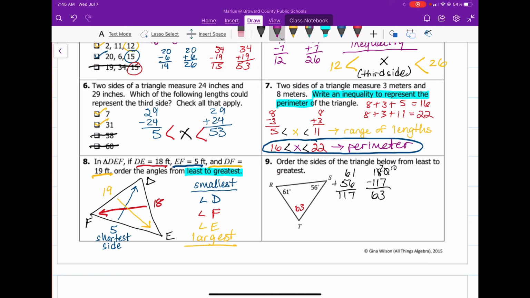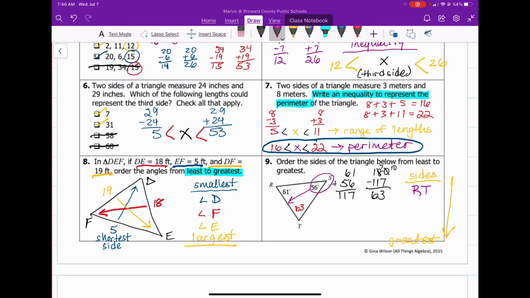Now we need to look for the side lengths, and we're going from smallest to greatest, and greatest to be down here. So the smallest side, we need to look for the smallest angle. Well, here's the smallest angle, angle S. So the shortest side would be RT. So RT is the shortest side.